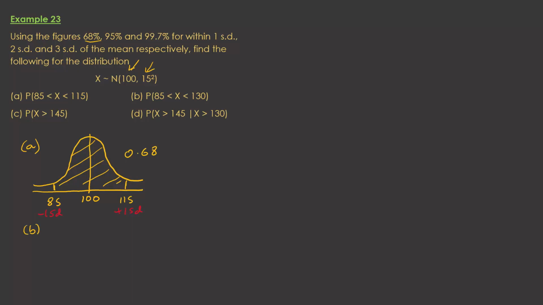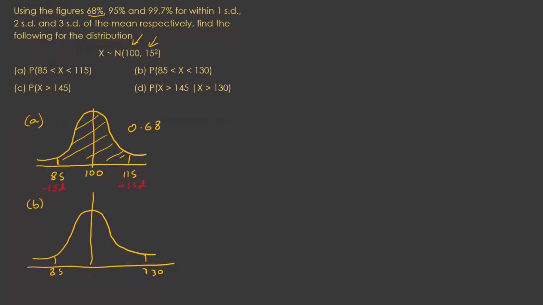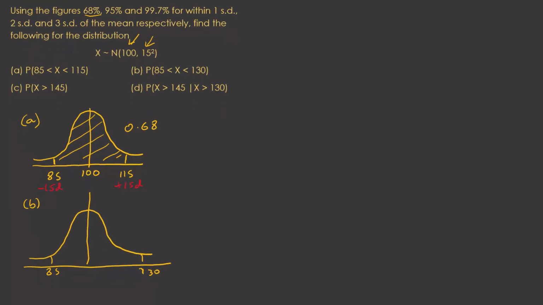So let's look at B, which is from 85 to 130. So let's draw the distribution. So 85 is here, 130 is over here. Now, this is minus 1 standard deviation. This is 2 standard deviations above. So we're going to want this area added to this area just here.